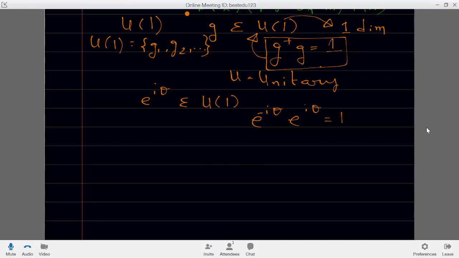If I change the notation, for example, if I start writing GL(2), what does it mean? The 2 would indicate the dimension, and the GL will tell you something about what kind of elements are there in this set.